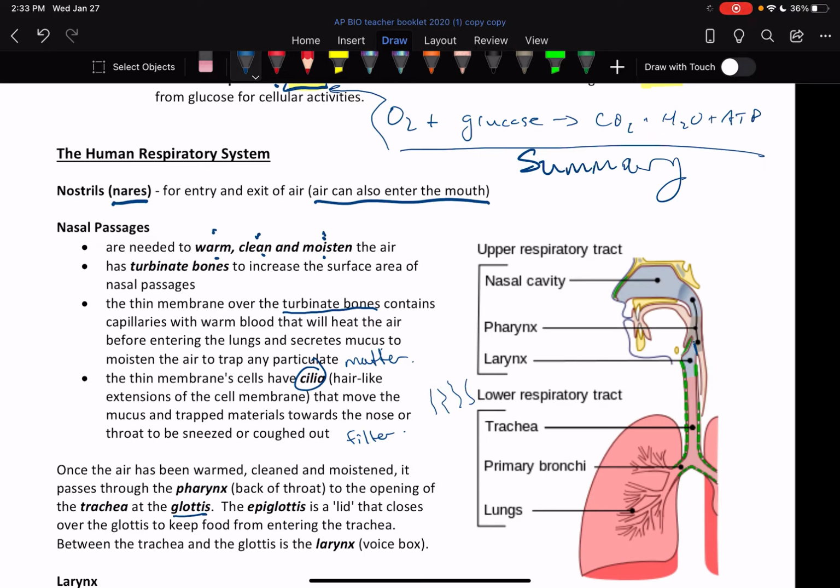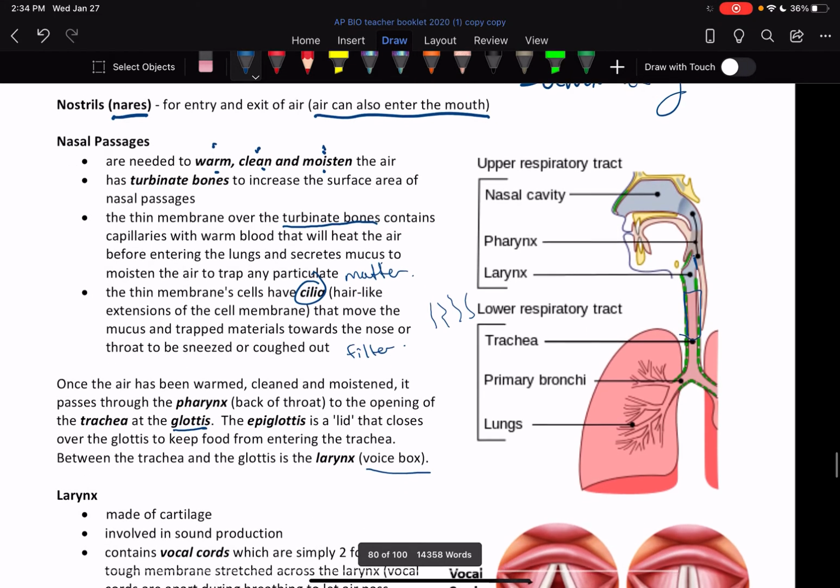Okay? We do not want food ending up in the trachea, getting stuck, or making its way into the lungs and getting stuck. Okay? It's not good at all. Now, between the trachea and the glottis, we find the larynx, and that's our voice box. So let's take a closer look at our voice box.